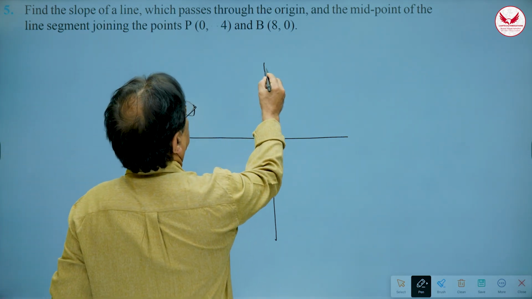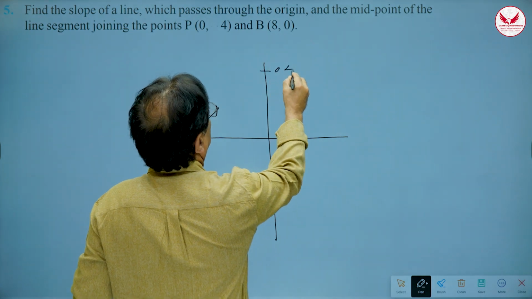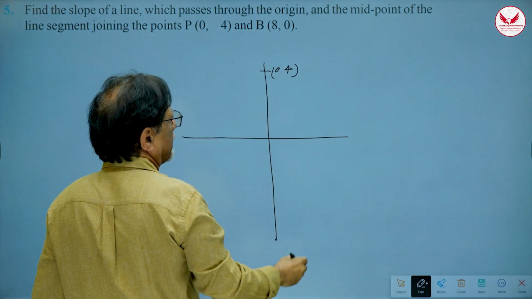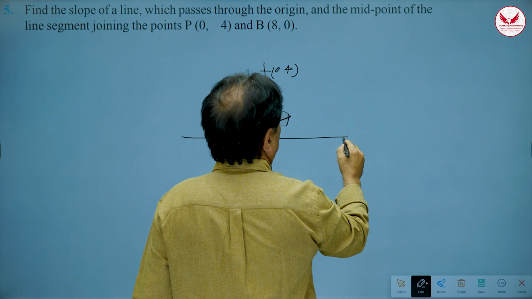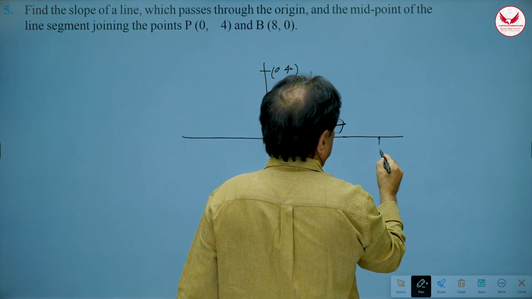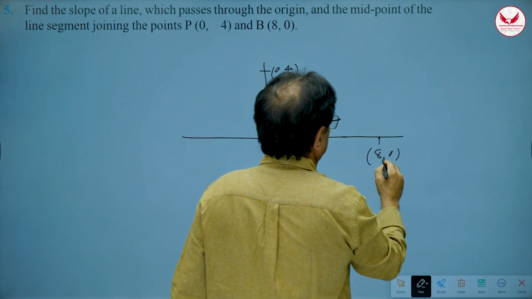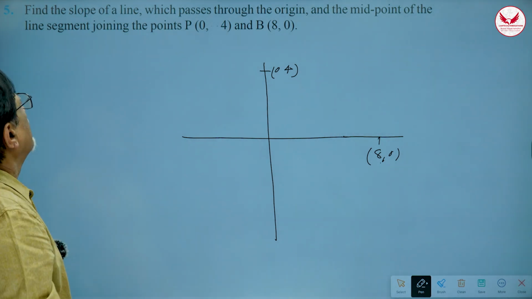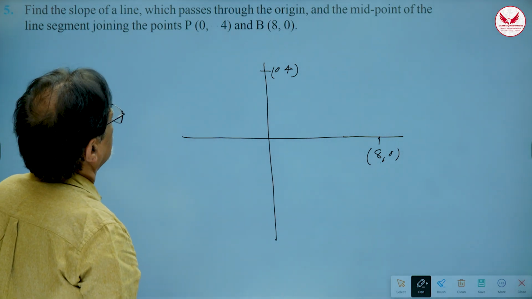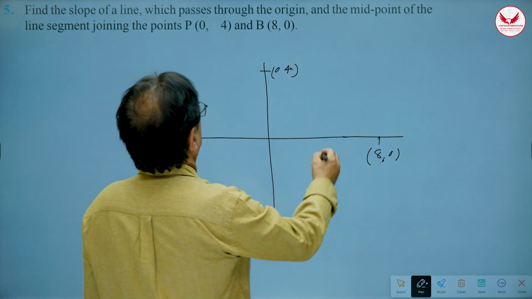So it will be somewhere here. So it is 0, 4. So this is one point. Okay. And the next point is 8, 0, which definitely lies on the x-axis. So it is 8, 0. Correct? So these are the two points. And we need to find the slope of the line which passes through the origin and the midpoint of these two.